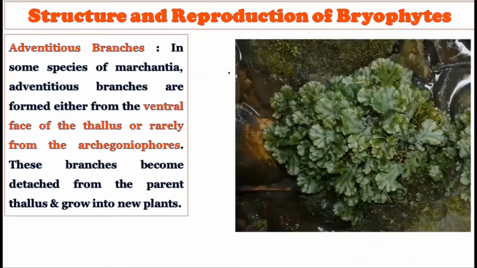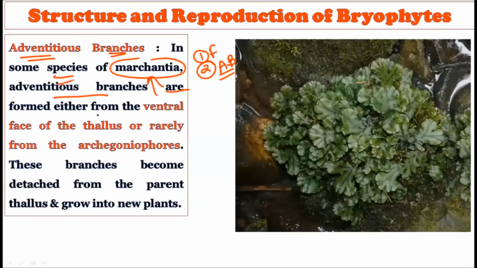Now consider the second one, which is the adventitious branches. Okay, now see, apart from the fragmentation, we have the second method. It is called the adventitious branches. Now what happens in the adventitious branches and how it is different from the fragmentation, let us see. In some species of Marchantia, not shown by all species, the adventitious branches are formed on the ventral face of the thallus.